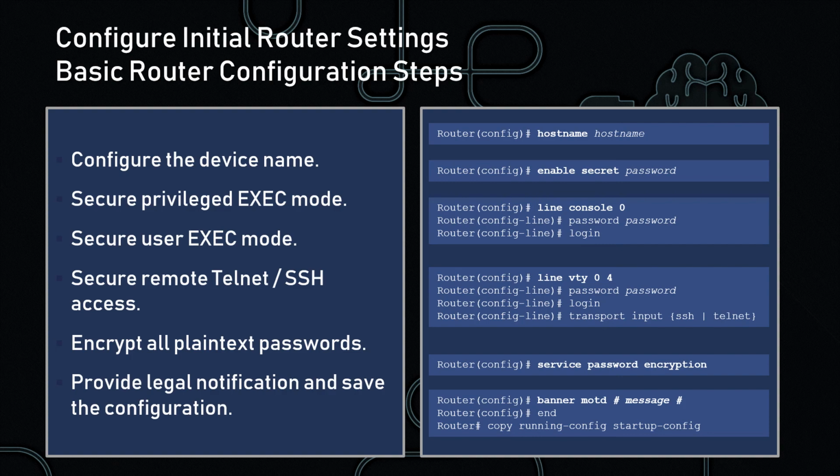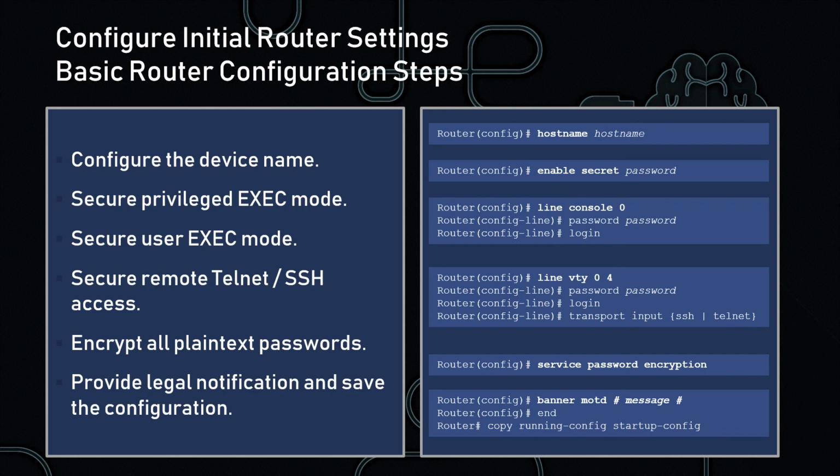To set the host name, we're going to go into enable. We're going to type in config t to get to our global config, and then we'll set up our host name and password. Line console 0 to access the console. We'll set our password. Make sure you set the login sequence to make sure it forces the login process.